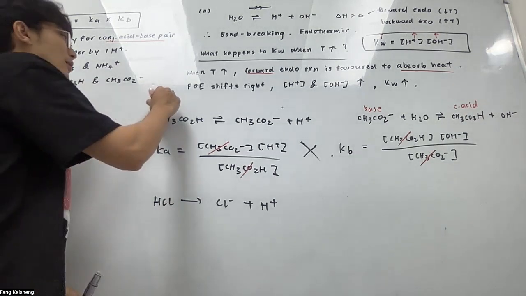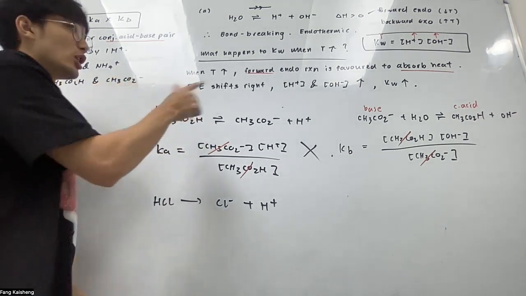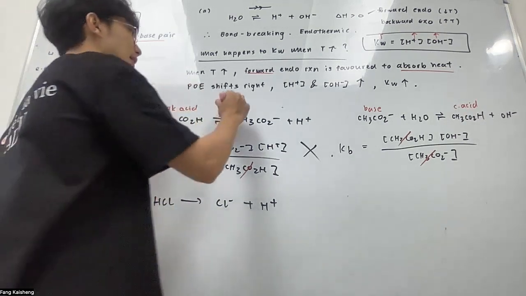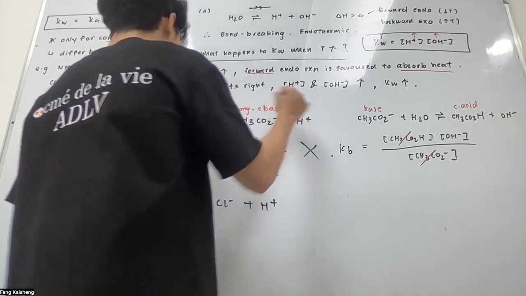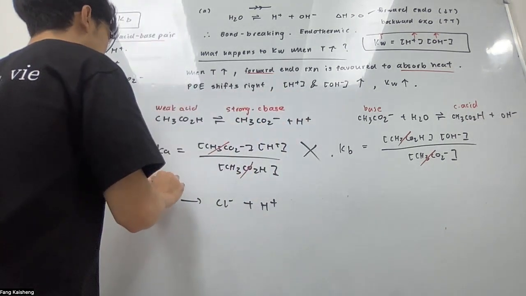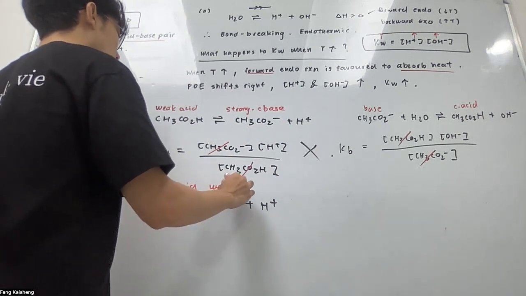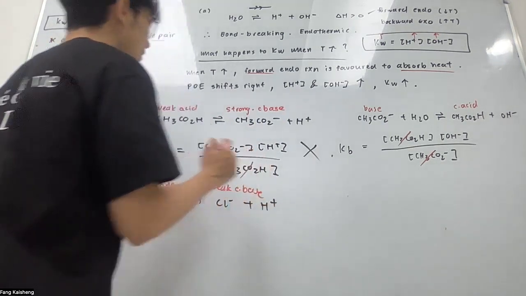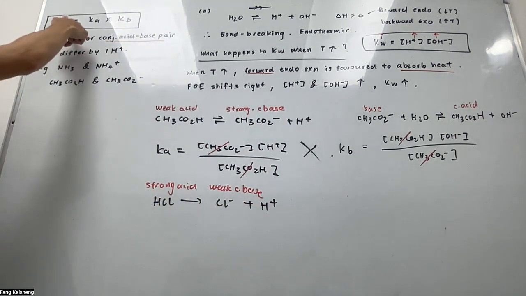Remember I said just now, if you have a weak acid, you will form a what? The conjugate base will be strong or weak? Strong conjugate base. Vice versa, if you have a strong acid, you will get a weak conjugate base. Why? We're trying to understand why they are opposites of each other. It's because, guys, of this formula here.